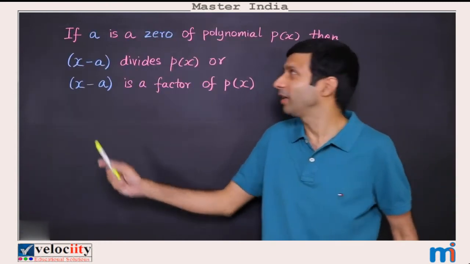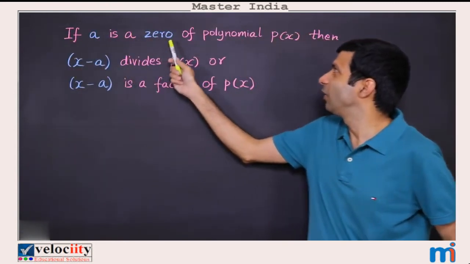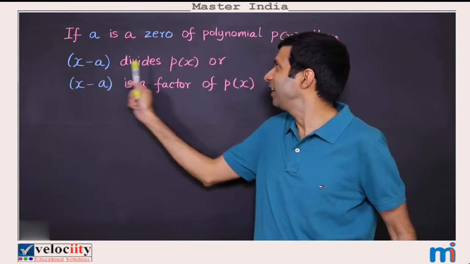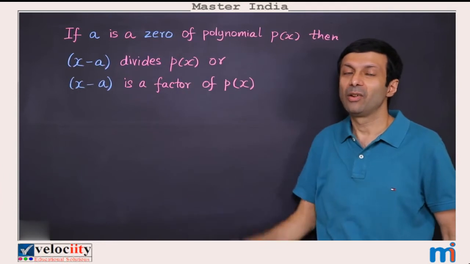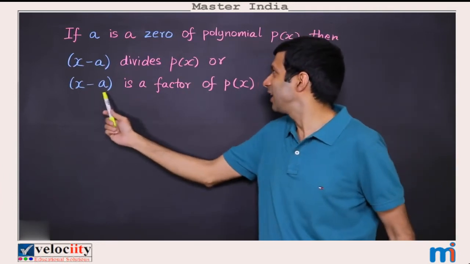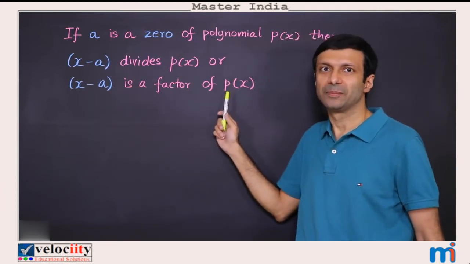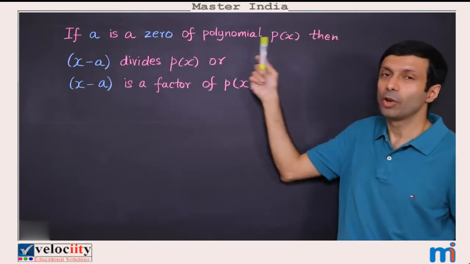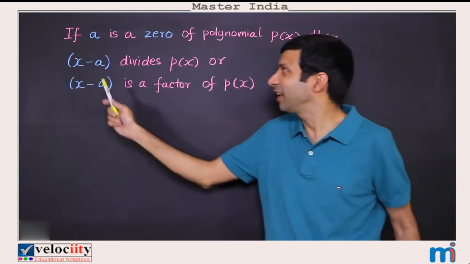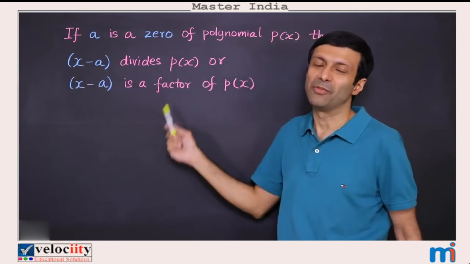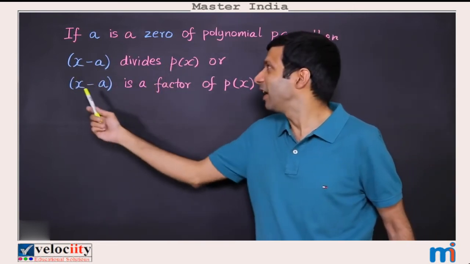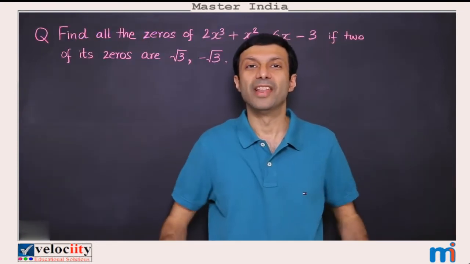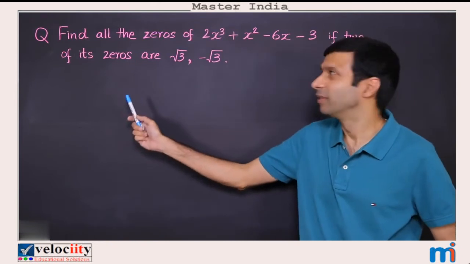Note this important point, that if a is a 0 of a polynomial px, then x minus a divides px, or we can say x minus a is a factor of px. For example, let's say 2 is a 0 of a polynomial px, then we can say that x minus 2 divides px, or x minus 2 is a factor of px. Now let's solve this question.